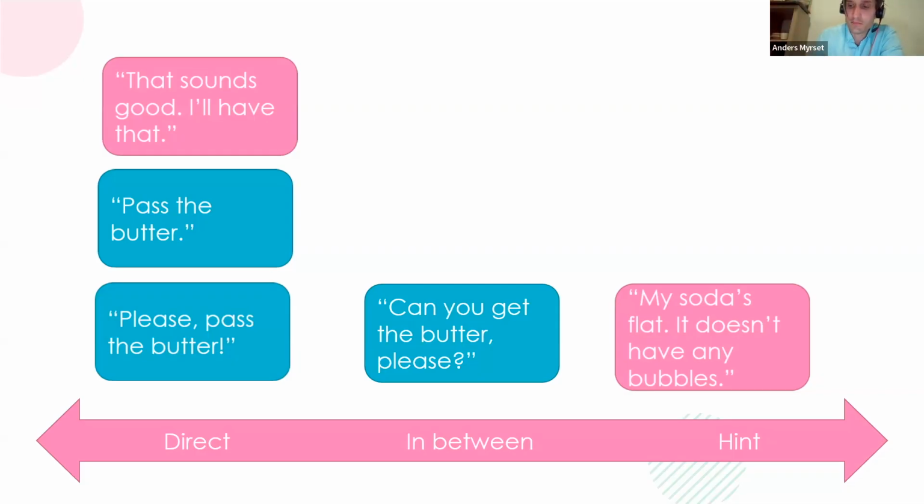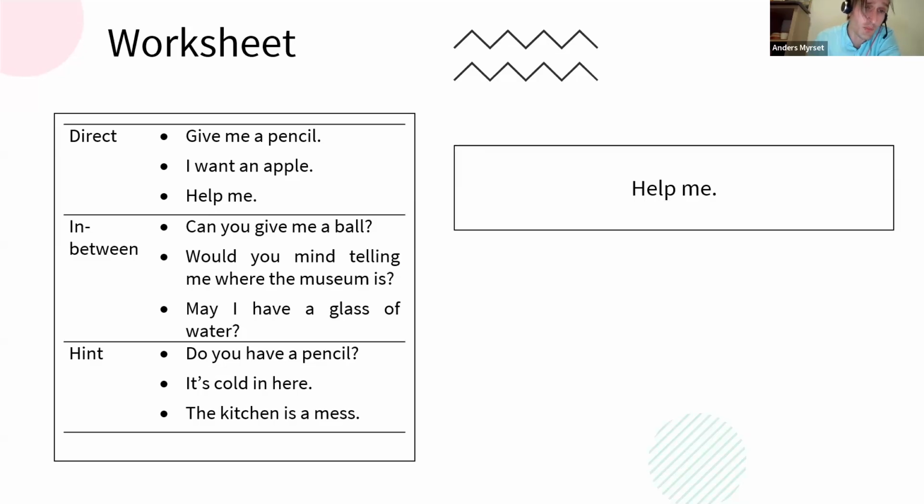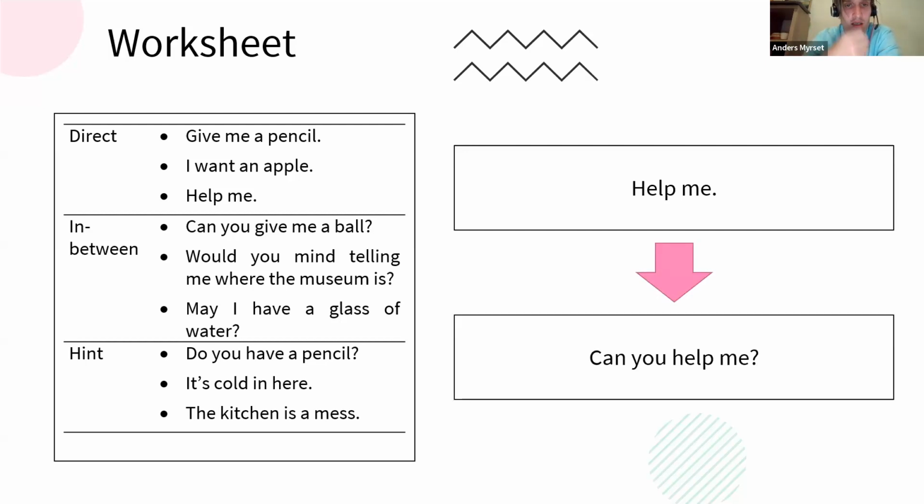So with that as a scaffold, the learners were then provided a worksheet, and they were instructed to change the directness level from one to the other. So for example, we have the request "help me," which is a direct request. And then you could, for example, change it into a conventionally indirect request. And they would do this with all 9 examples.